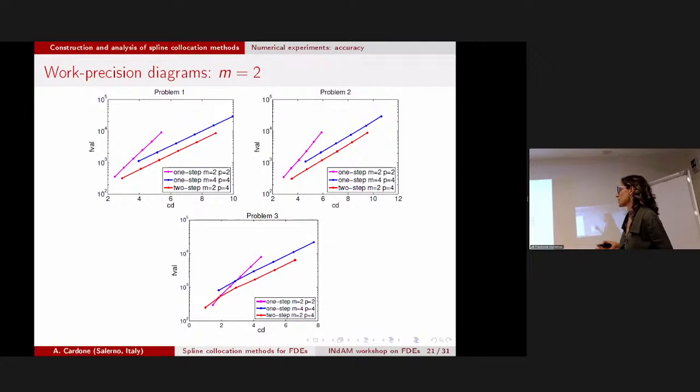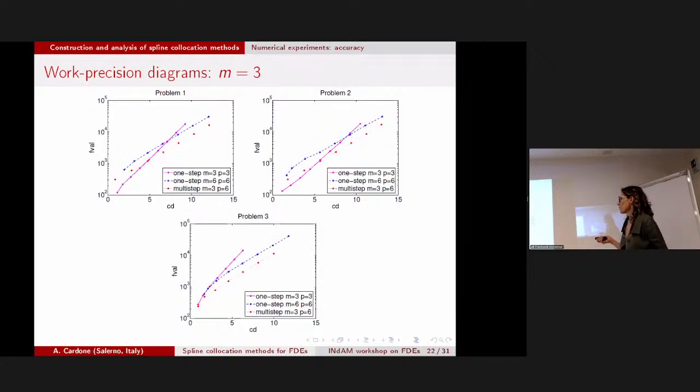In all the cases, the best performances were obtained by the two-step collocation methods. Similar results were obtained with 3 collocation parameters, except for the fact that for problems 1 and 2, which were the easier problems, when low tolerances are required, the best performances were obtained by the one-step collocation methods.